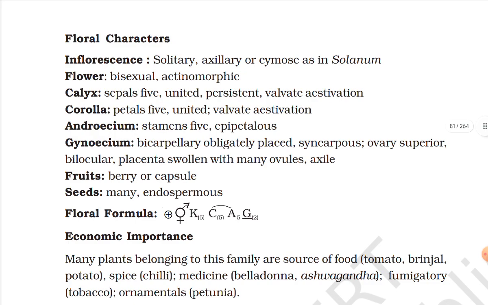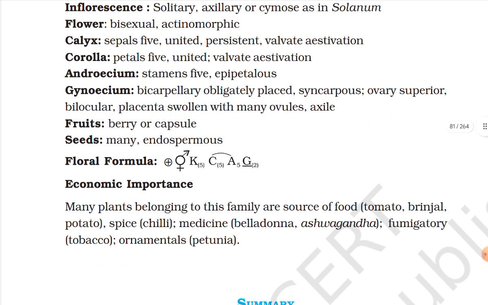Floral characters. Inflorescence solitary, axillary, or cymose, as in Solanum. Flower bisexual, actinomorphic. Calyx sepals 5, united, persistent, valvate aestivation. Corolla petals 5, united, valvate aestivation. Androecium stamens 5, epipetalous. Gynoecium bicarpellary, syncarpous, obliquely placed, ovary superior, bilocular, placenta swollen with many ovules. Axile. Fruits berry or capsule. Seeds many and endospermous. Floral formula.